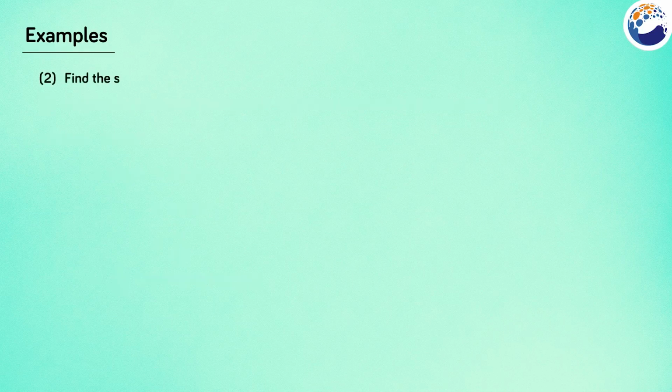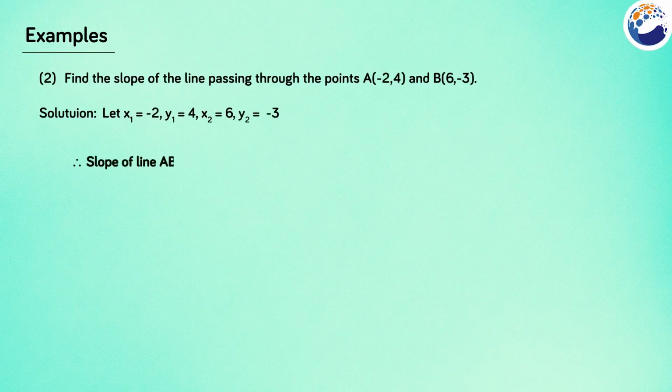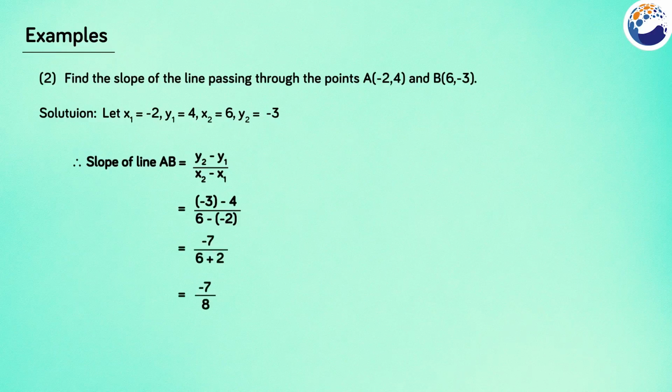2. Find the slope of the line passing through the points A(minus 2, 4) and B(6, minus 3). Solution. Let x1 be equal to minus 2, y1 be equal to 4, x2 be equal to 6 and y2 be equal to minus 3. Therefore, slope of line AB is equal to (y2 minus y1) upon (x2 minus x1), which is equal to (minus 3 minus 4) upon (6 minus 2), that is equal to minus 7 upon (6 plus 2), which is equal to minus 7 upon 8.